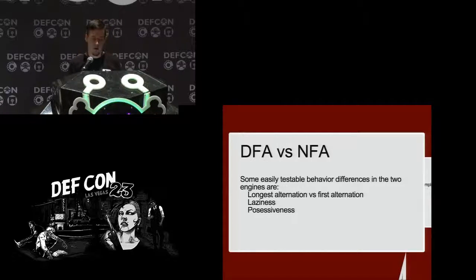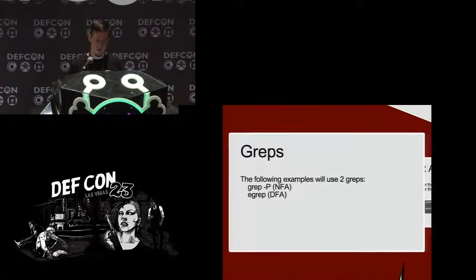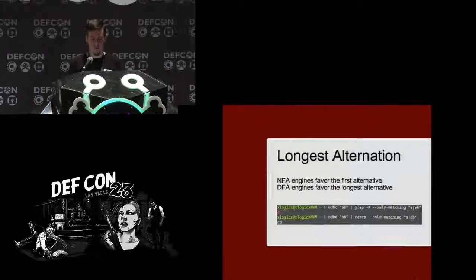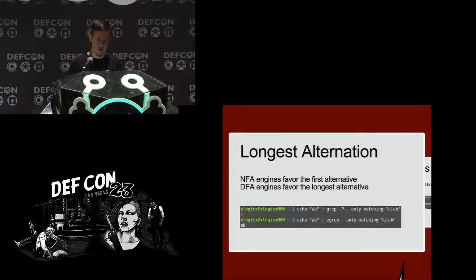Like one engine, if you have a list of ORs, will pick the first one, another engine will pick the longest one instead. Also laziness, the DFA doesn't support, and possessiveness is handled really weirdly for one of the engines. So we can test it with a proof of concept, the two different greps. I can show some of the different results and show what I mean when I'm saying that.